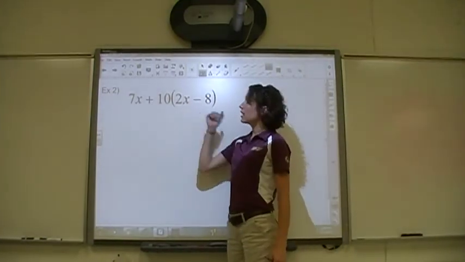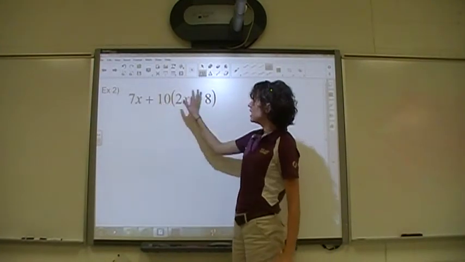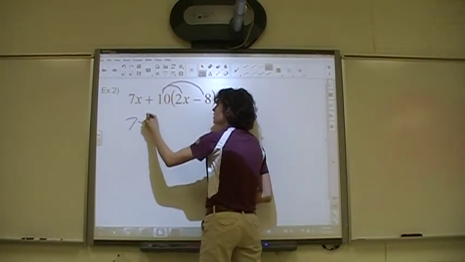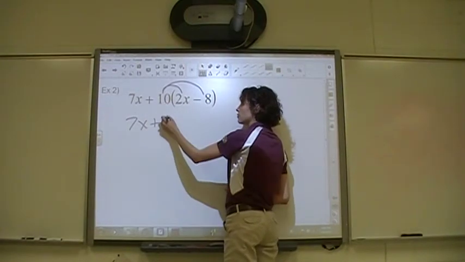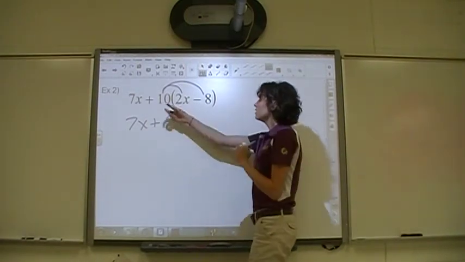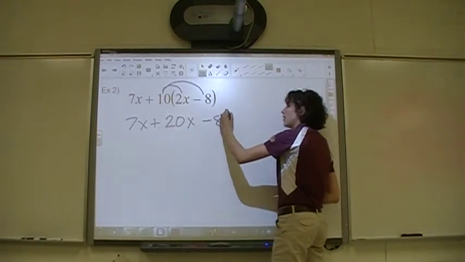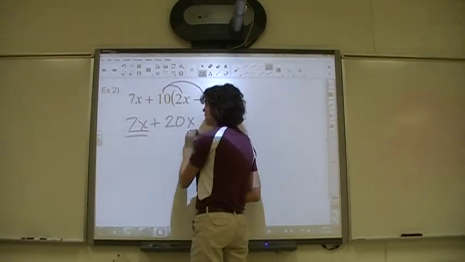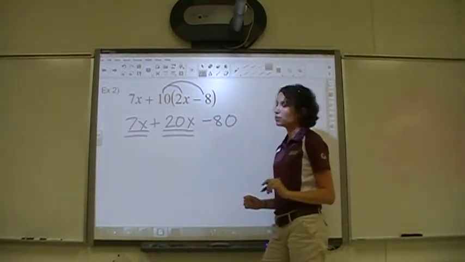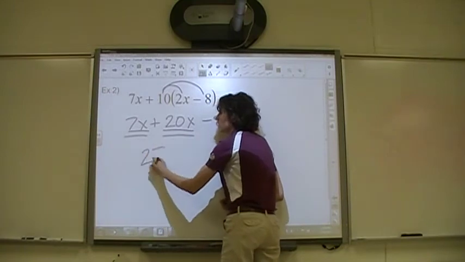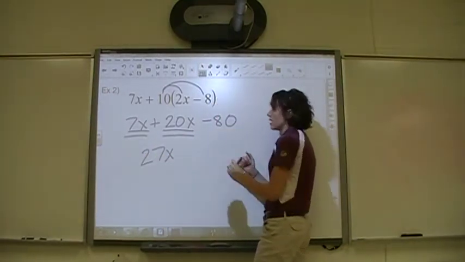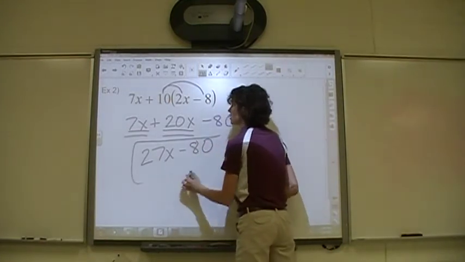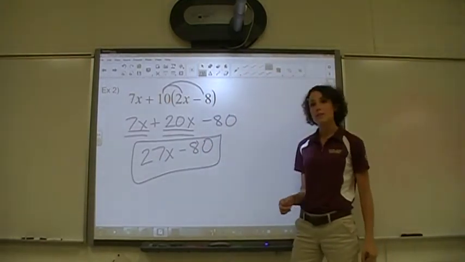Example number 2, now we've got these parentheses. So you have to take this 10 and distribute. First distribute this 10, and you have 7x plus 10 times 2x gives me 20x. 10 times negative 8 gives me a negative 80. Then we want to combine our like terms. In this case, the 7x and the 20x are my like terms. So you have 27x. Then just drop down your negative 80, and you can't combine anything else. So this is my final answer, 27x minus 80.